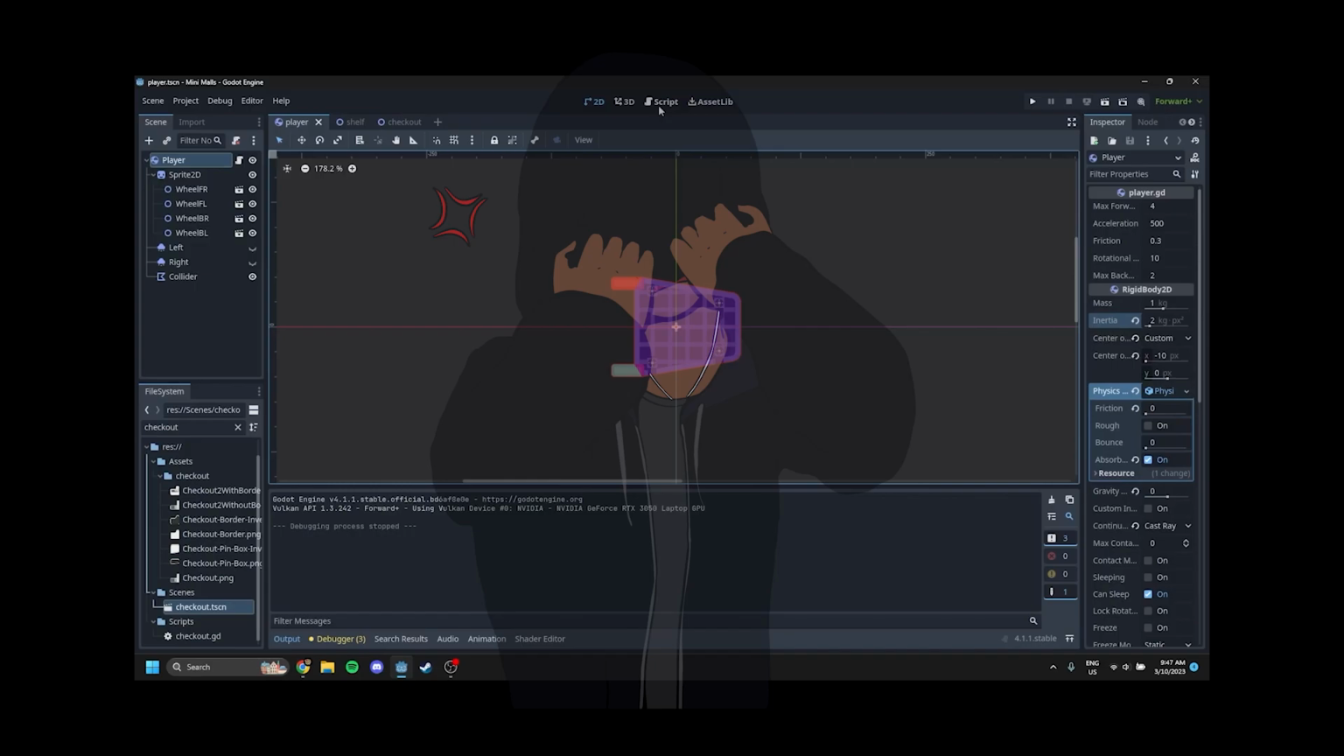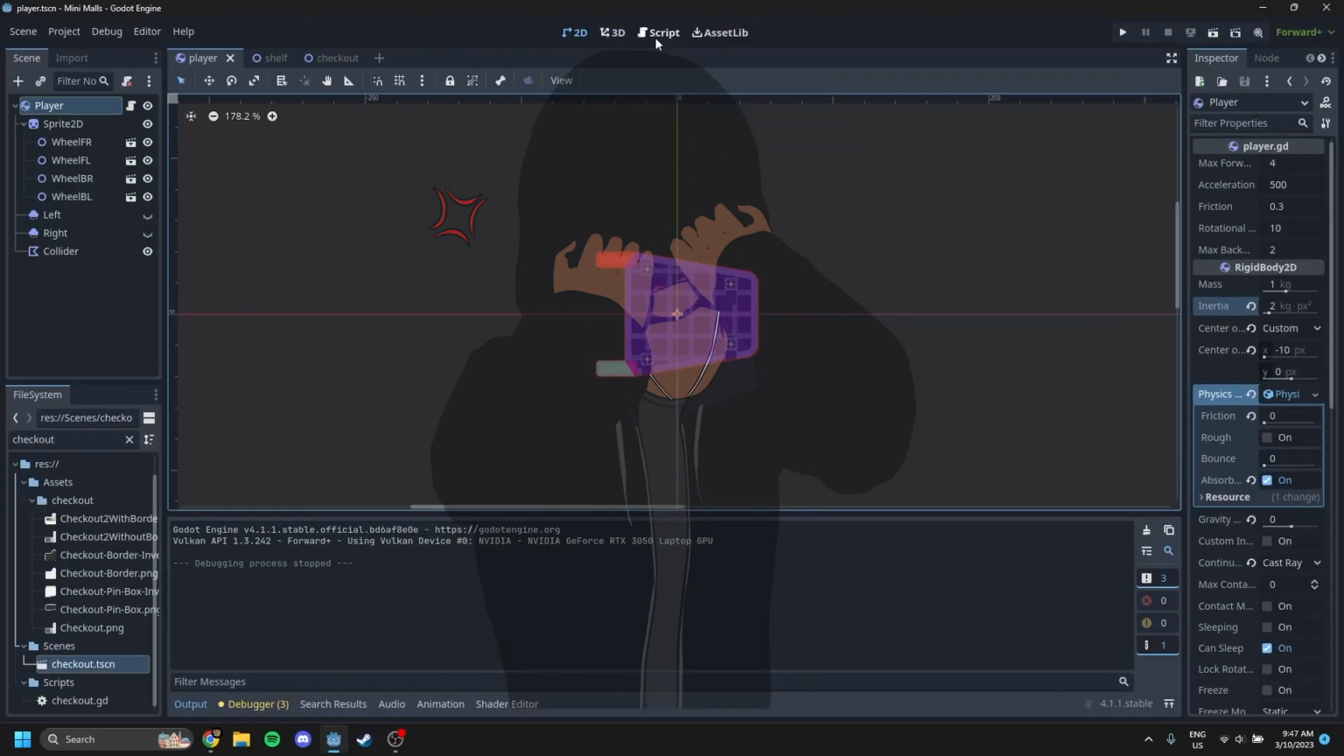Also gonna go through the debugging process I had to do because, you know, there is a lot of debugging. But yeah, anyways, let's get into it.